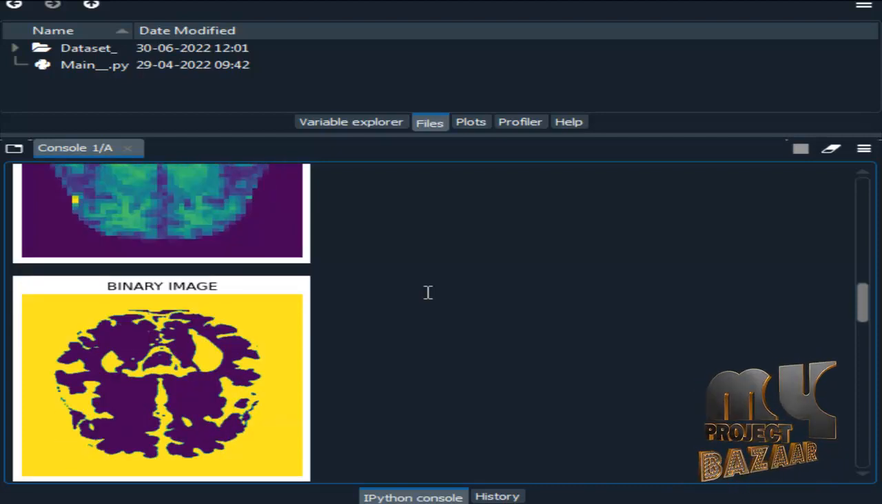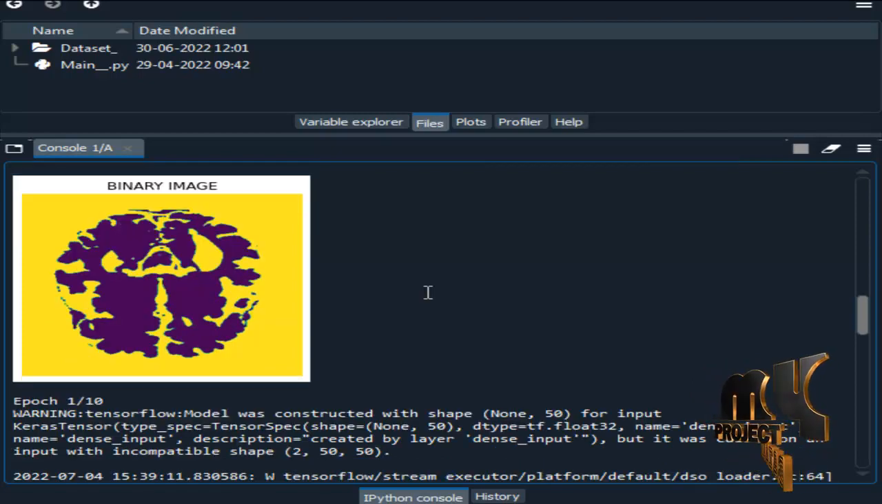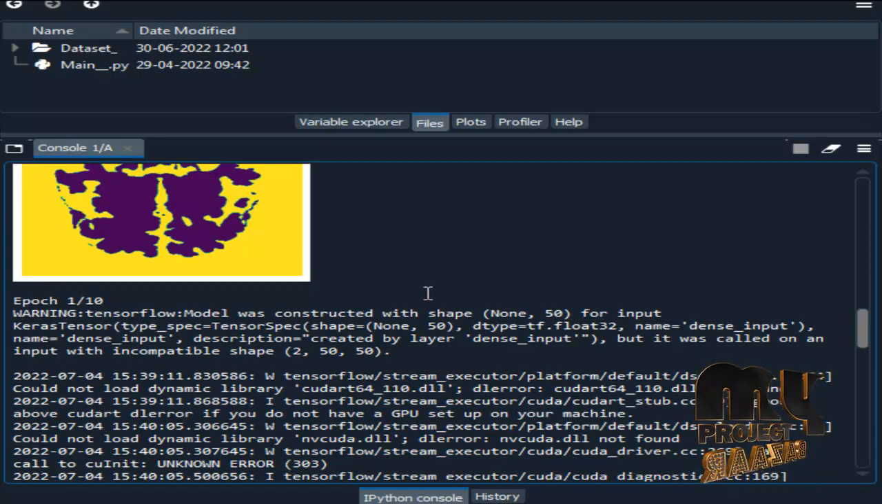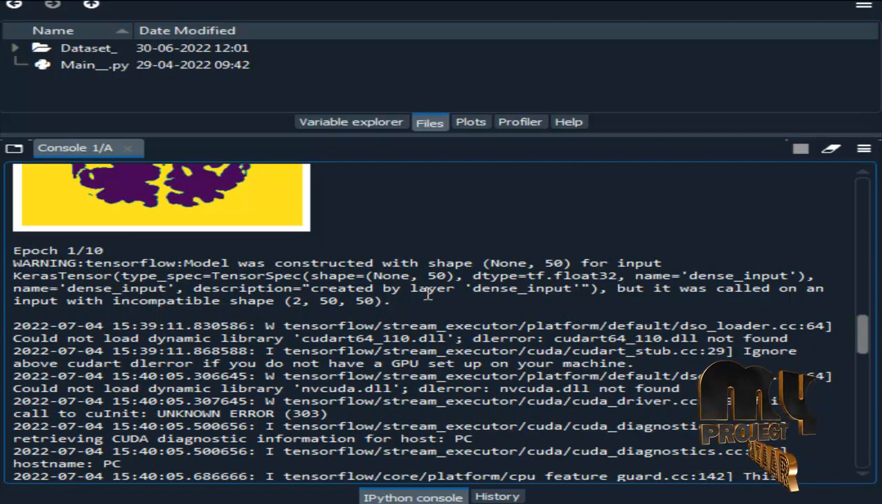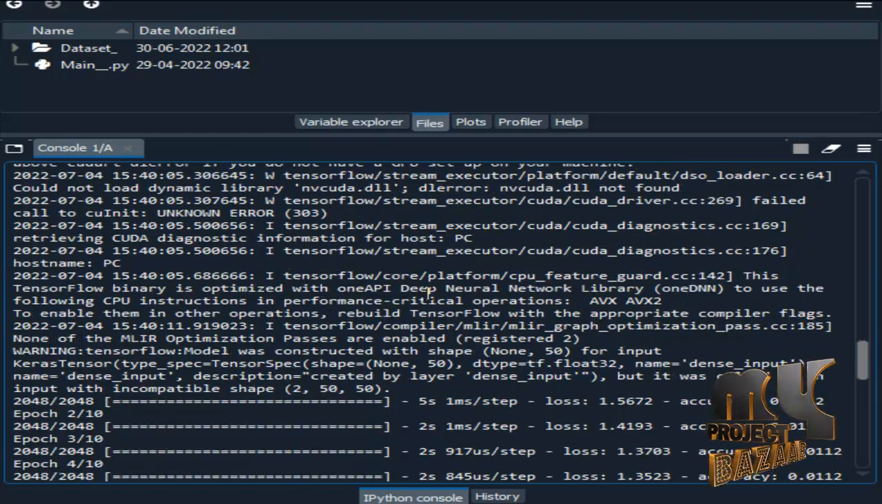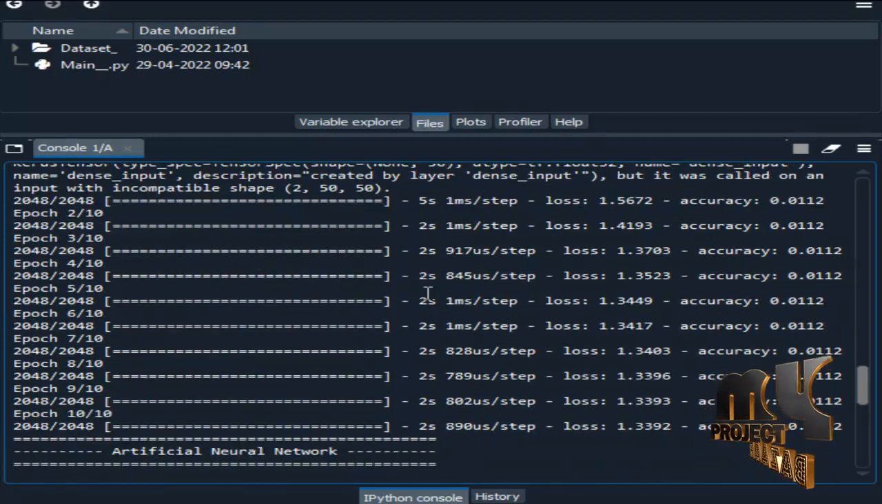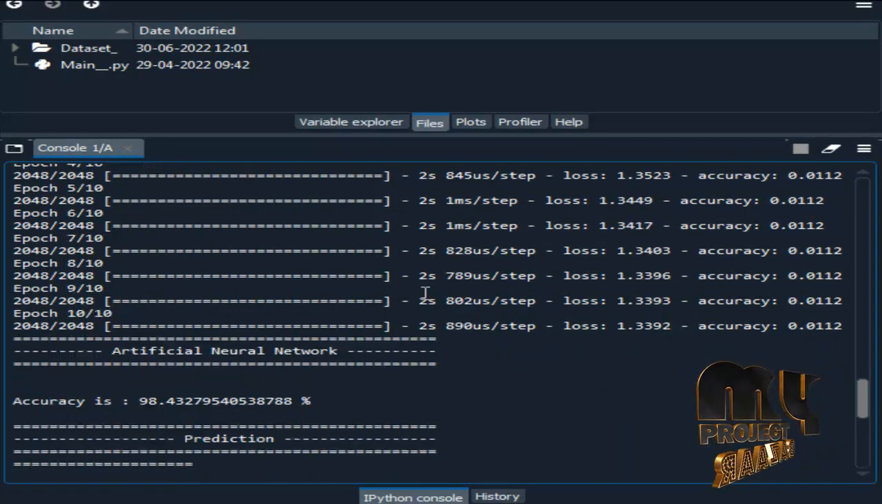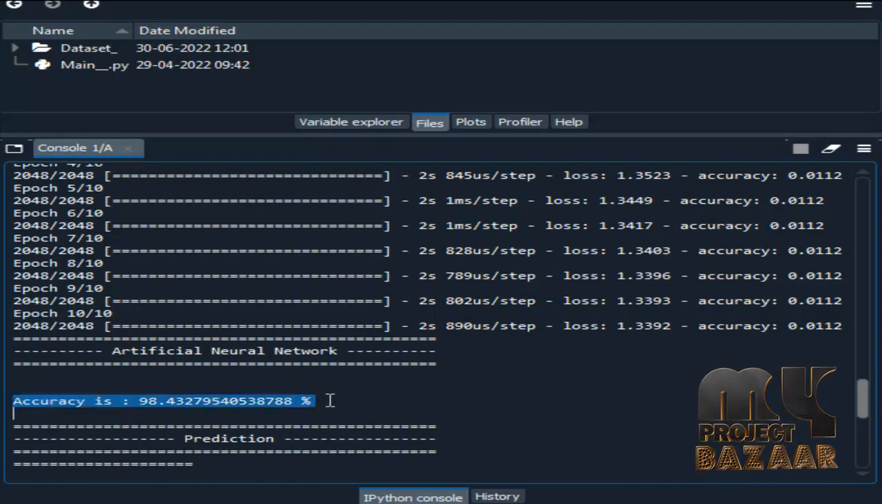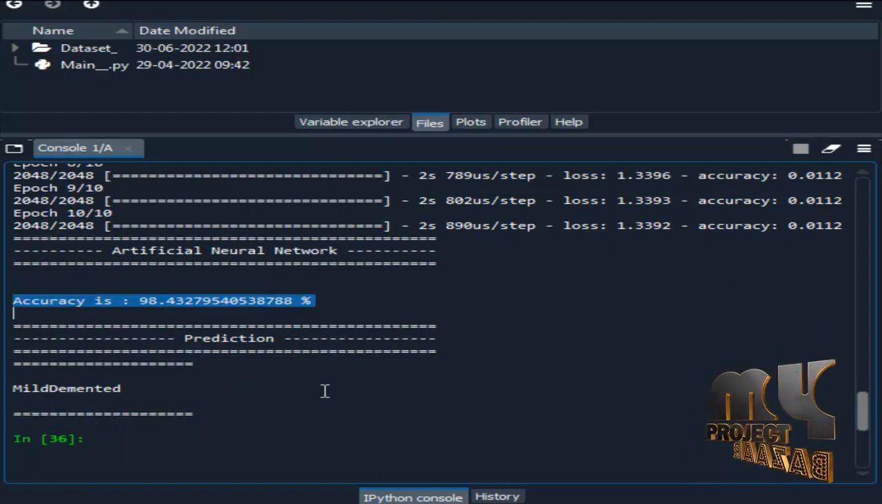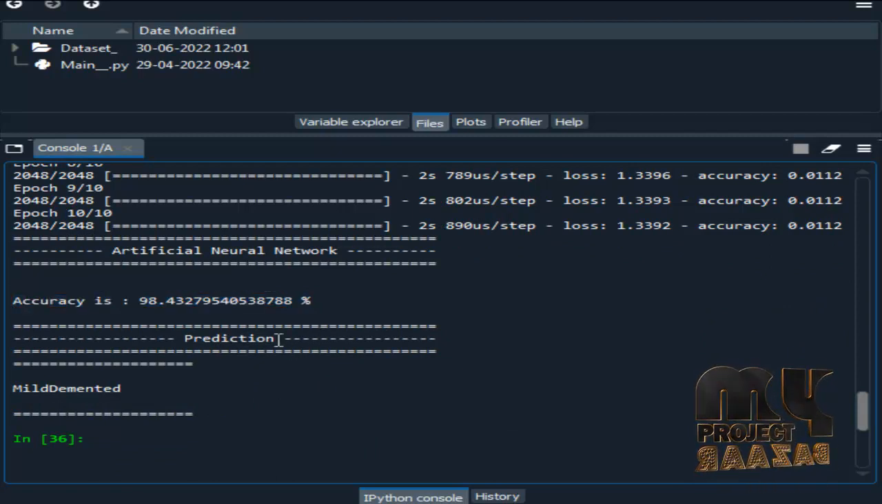So this is the binary image. Then we implement the deep learning algorithm, the artificial neural network. With the help of this algorithm we got the accuracy, that is the overall prediction, how accurately my model performed in terms of percentage. Then prediction.